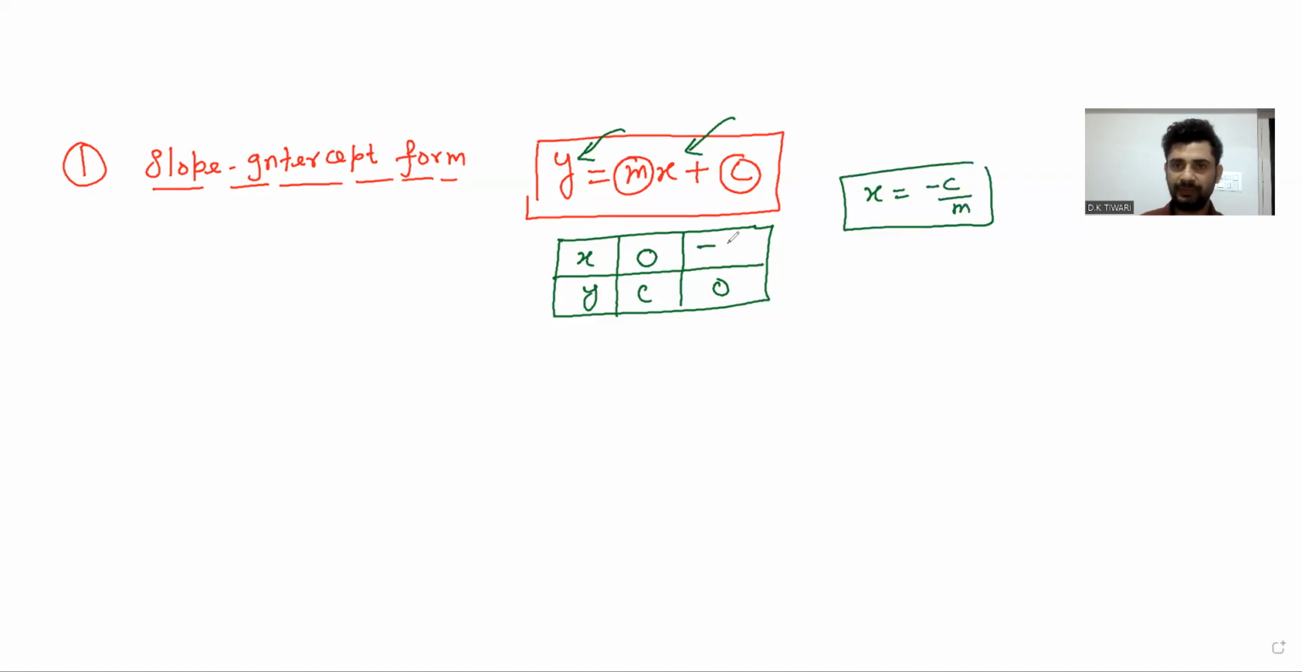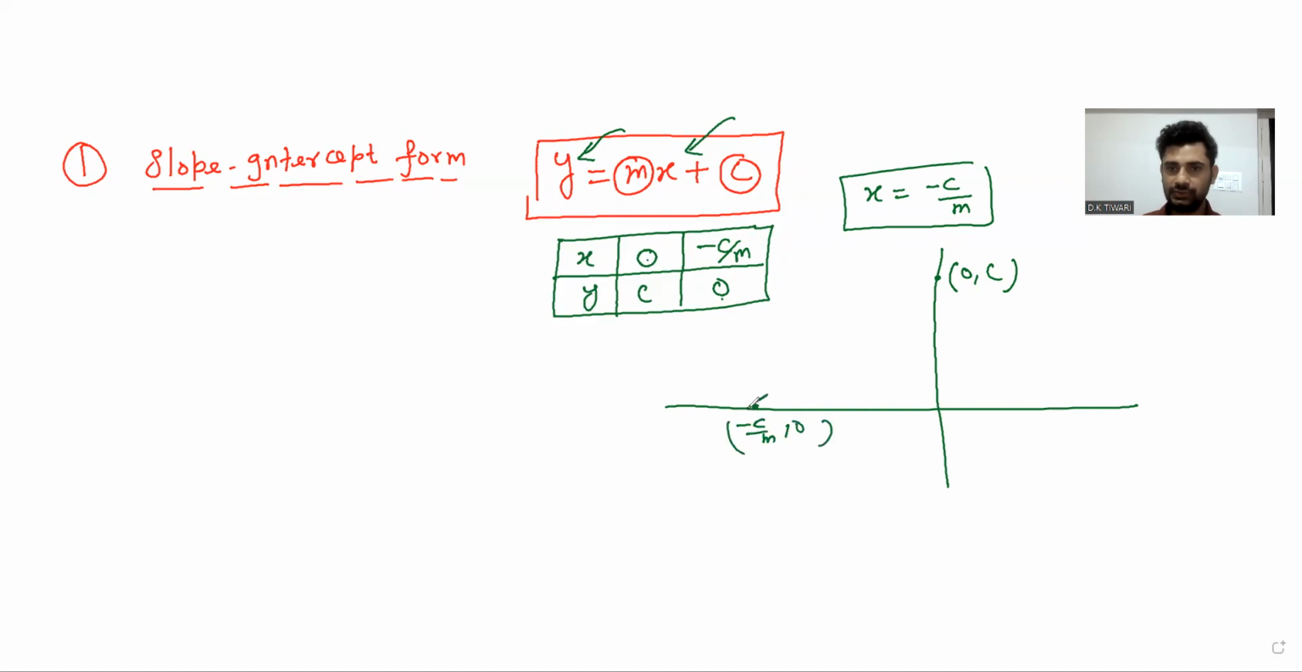So it will be minus c by m. And if we plot these points on the coordinate axis, here x value is 0, y value is c. x equal to 0 means it is on the y-axis, so it is 0 comma c. Here y is 0 and x is minus c by m, which means it is on the x-axis because the y value is 0. So it will be minus c by m comma 0.